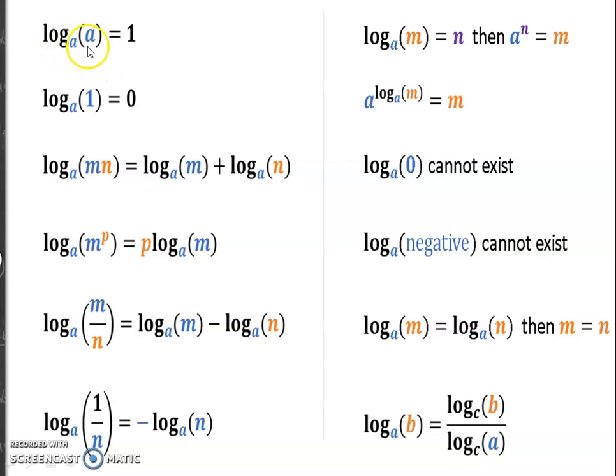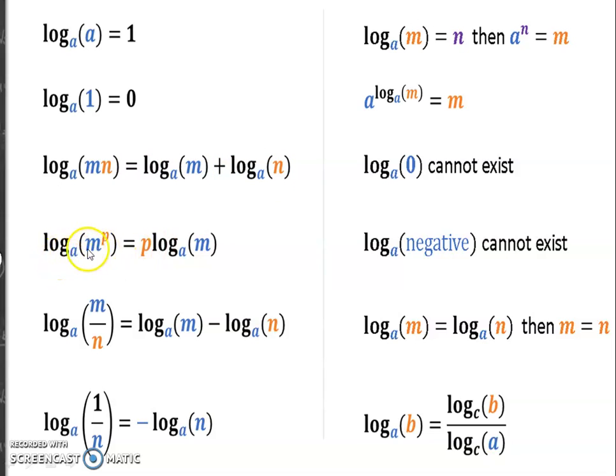Log a to the base a is equal to 1. Any number to the base of the same number is always 1. Log of 1 to any base a is always 0. That is the product rule of logarithm. Log m into n: if a multiplication symbol is there, we write log m to the base a plus log n to the base a.